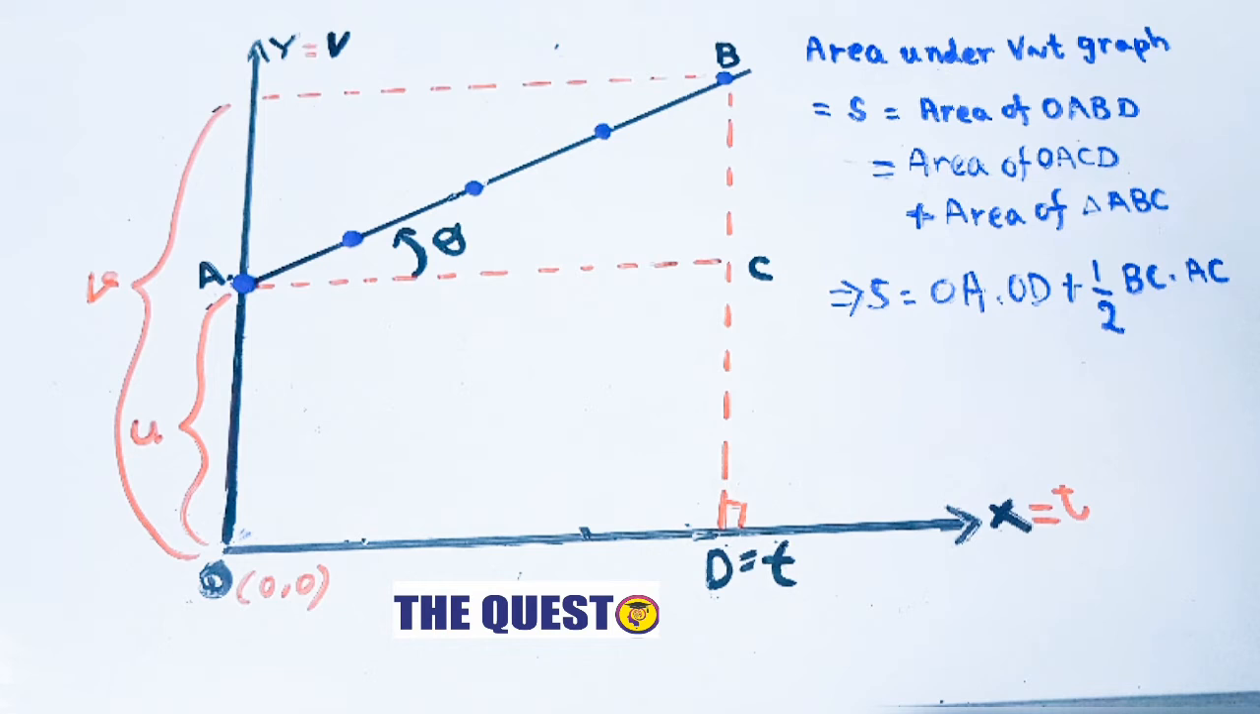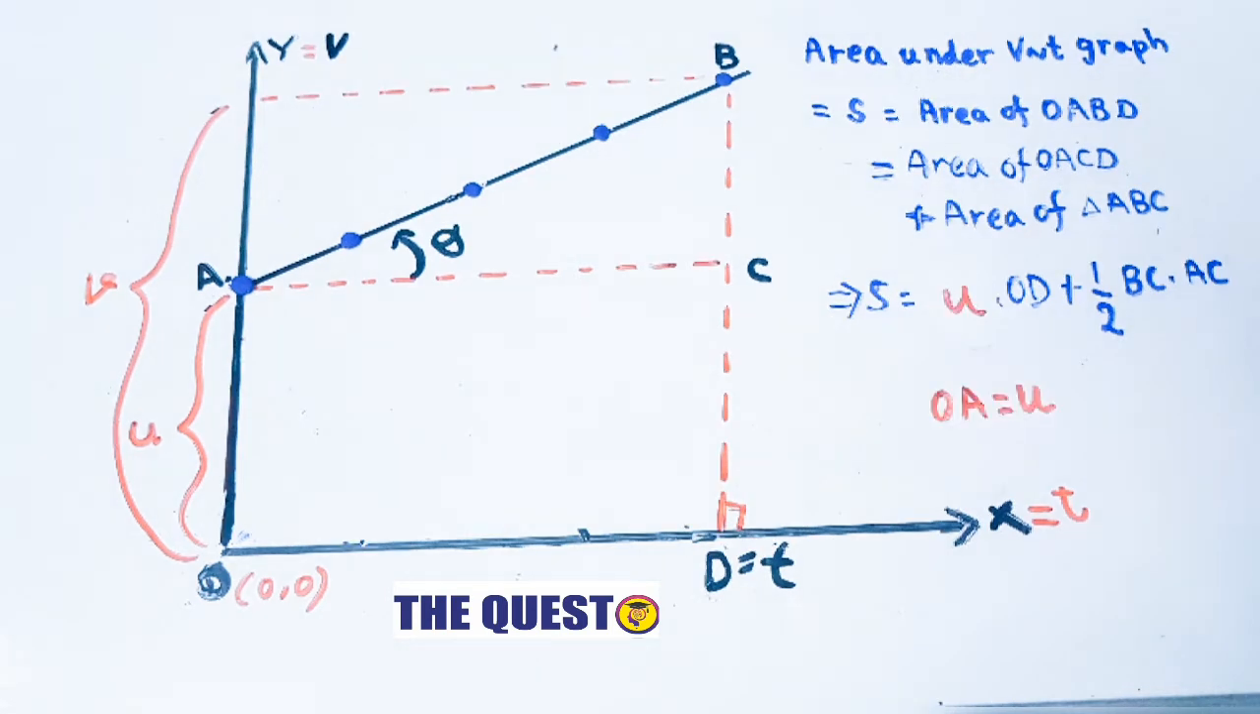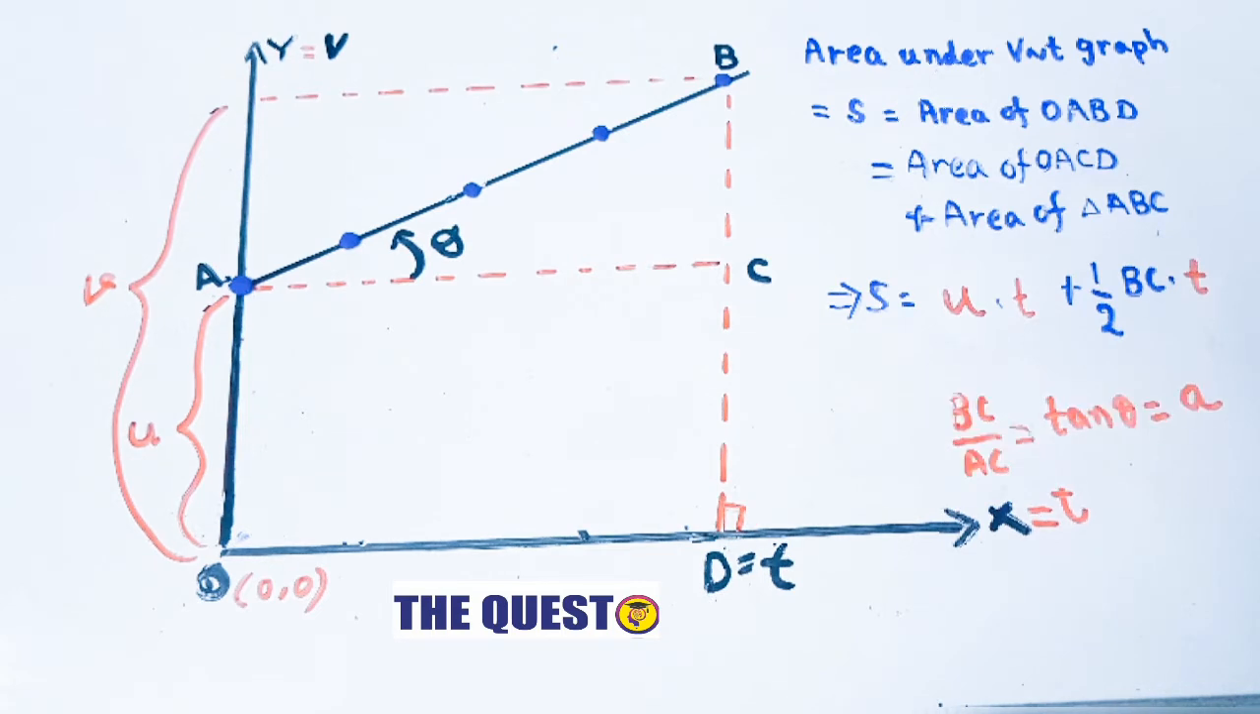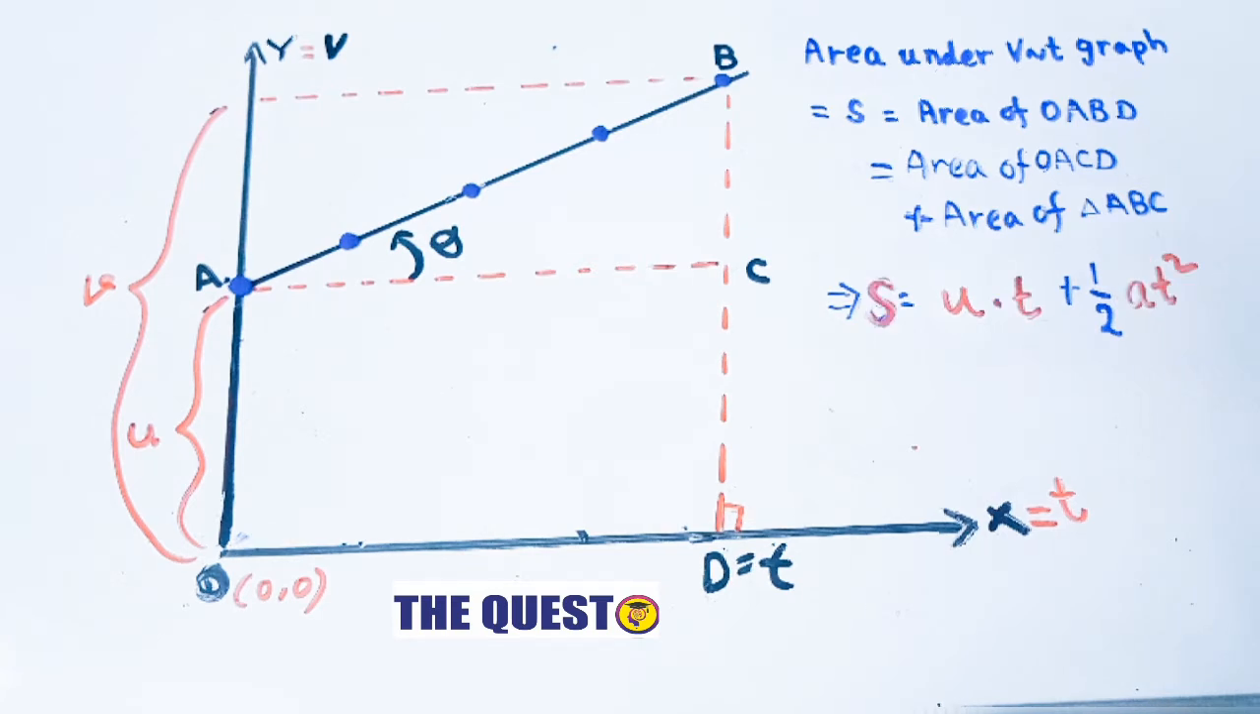Here OA is equal to u and OD is equal to t, which equals AC. Also BC upon AC is equal to tan theta, which is the acceleration. Therefore BC is equal to AC tan theta, which equals A into t. Therefore the displacement becomes ut plus half At into t, which equals ut plus half At square, which is the formula for the displacement for a uniformly accelerating body.